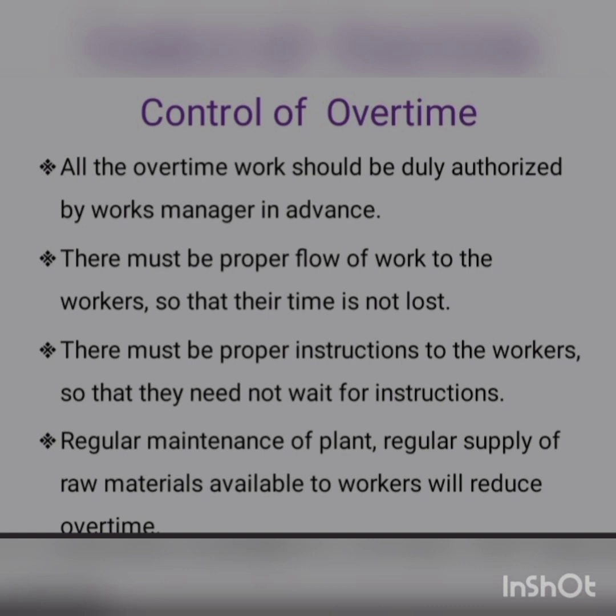Lastly, I am going to share how to control overtime in an organization. All overtime should be duly authorized by the works manager in advance. There must be a proper flow of work to the workers so that their time is not lost. There must be proper instructions to the workers so that they need not wait for instructions. Regular maintenance of plant and regular supply of raw materials to workers will reduce overtime. If these ideas are followed in an organization, overtime can be reduced in every enterprise.